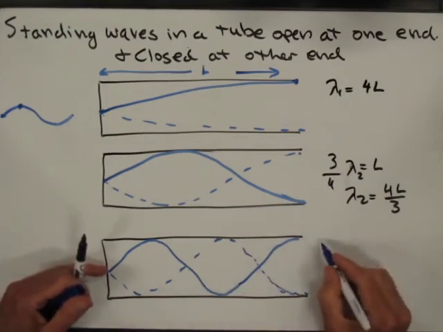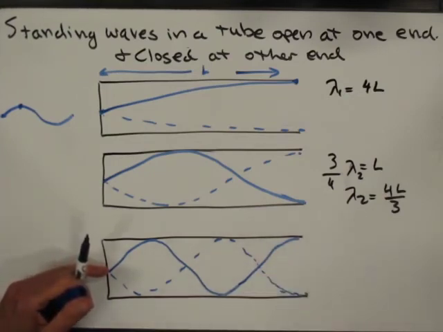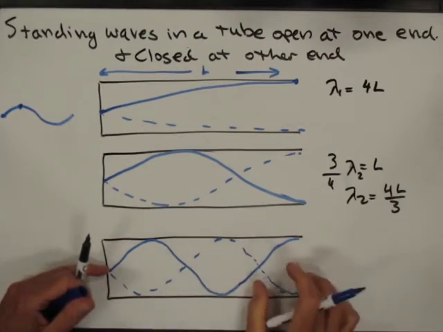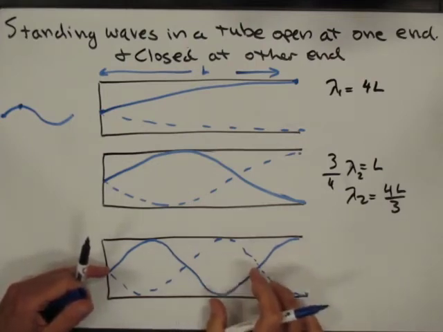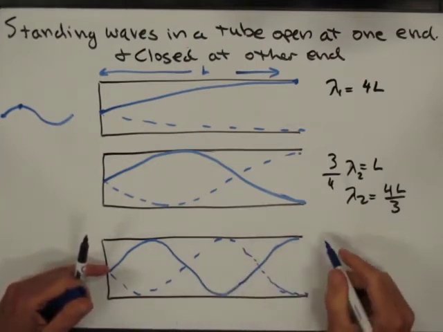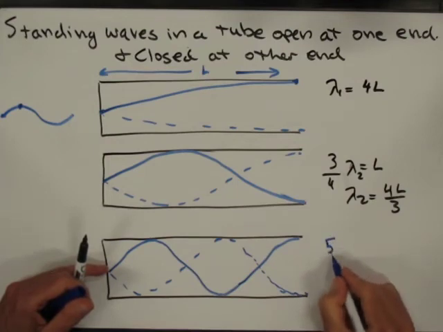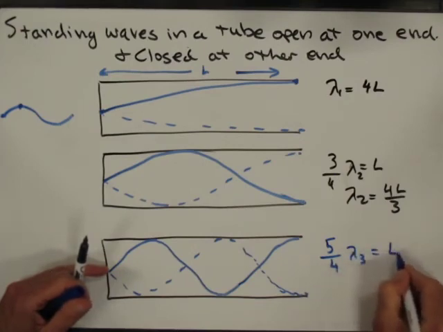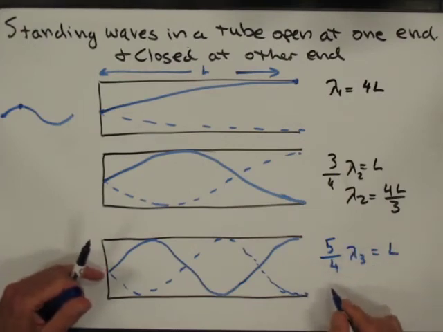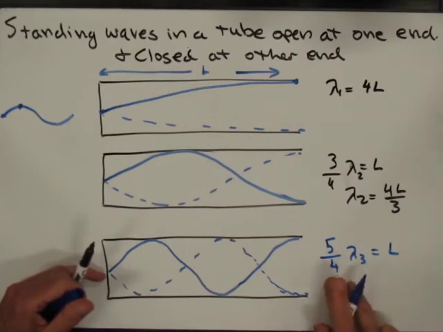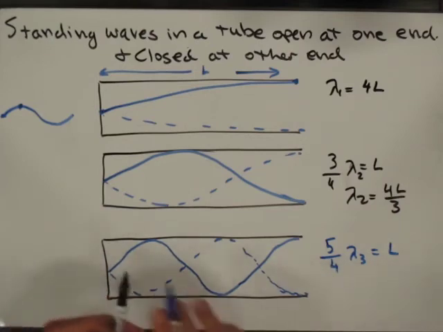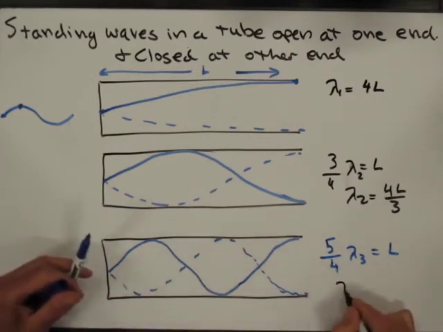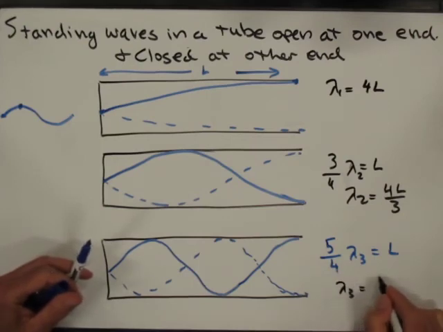And so in this case, this is a wave and a quarter, right? And so 5/4 times the wavelength is equal to the length of the tube, or L, or lambda 3. I'll write it in black here. Lambda 3 equals 4L over 5.